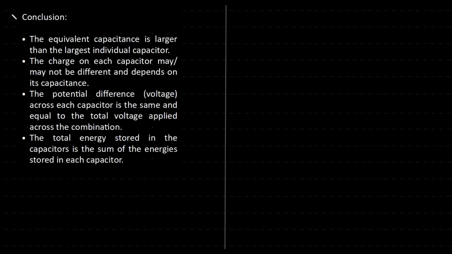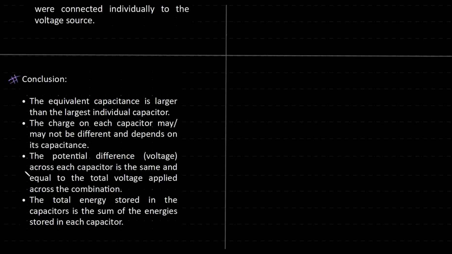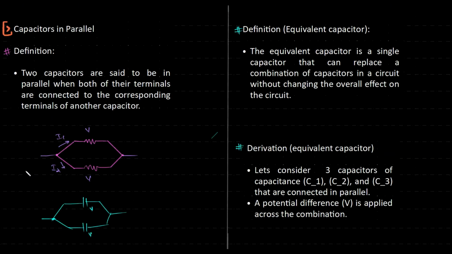The equivalent capacitor is larger than the largest individual capacitor because we are adding up. The charges on each capacitor may or may not be different and depend on its capacitance. The voltage will be the same though. The total energy stored in the capacitors is the sum of the energy stored in each capacitor. Makes sense. Yeah, you guys can pause and have a look.